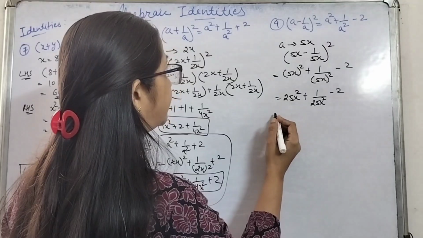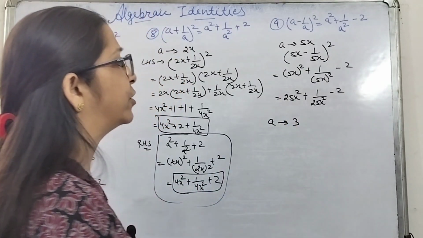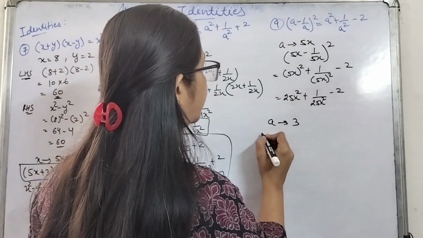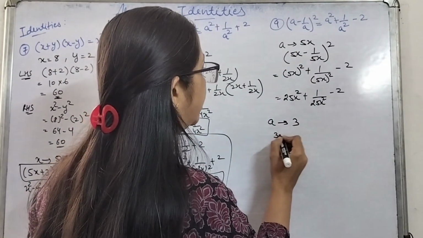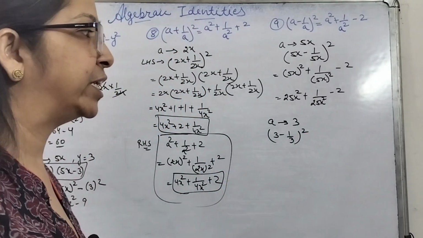Suppose I replace a by a simple number, I am taking 3. So the LHS part, your question, will be in the form 3 minus 1 upon 3 whole square. This will be the expression that we need to solve.